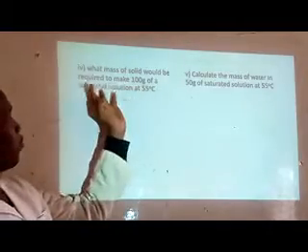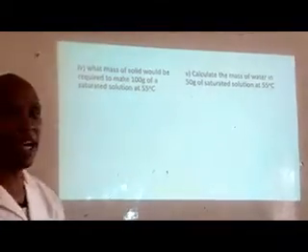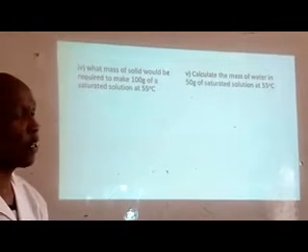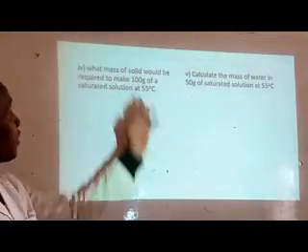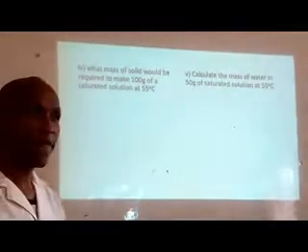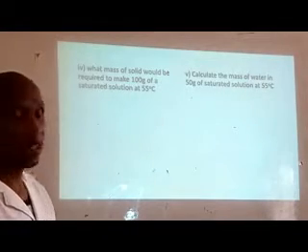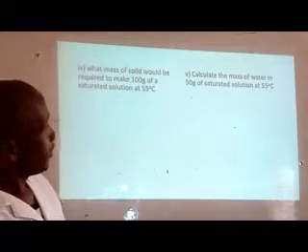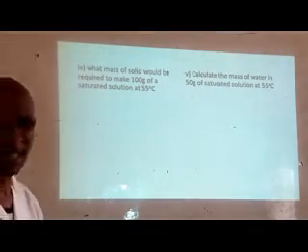That can be done. The next set of questions: what mass of solid would be required to make 100 grams of saturated solution at 55? Yeah, those are questions you have come across. Again, you can still do that. 100 grams of. Have you underlined that word? Yeah, because you have to. If you don't, you will not get it right. So calculate the mass of water in 50 grams of saturated solution. You can pause and attempt those questions.